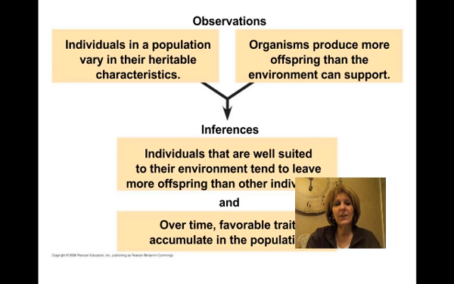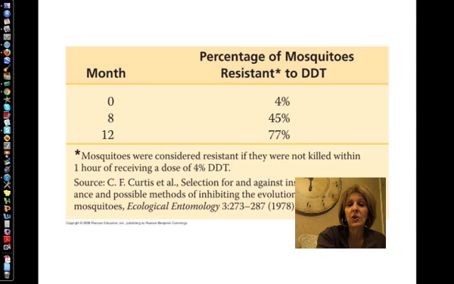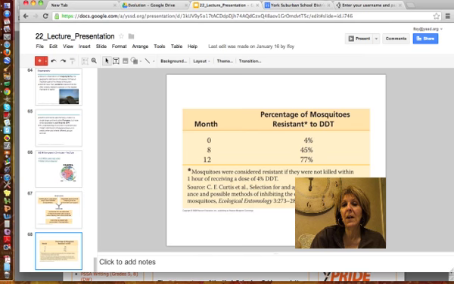So we've talked about the difference between observation and inferences. This is more evidence of evolution, with the resistance to DDT, and we also have evolution of malarial organisms to the medicines, the anti-malarial medications that we have.